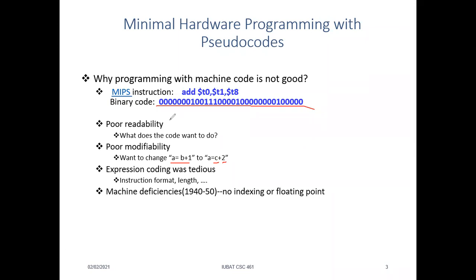And this type of coding was very tedious. That means it will take you a long amount of time. You make a lot of mistakes. But for the machine, it was very easy, because the machine could instantly understand this code. There's no translation needed. But for the developers, it was actually a nightmare.